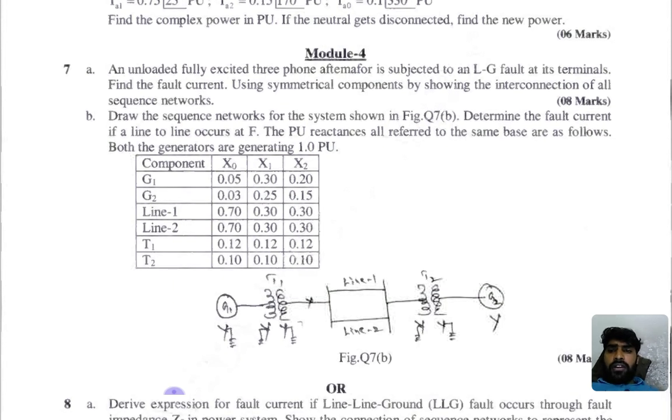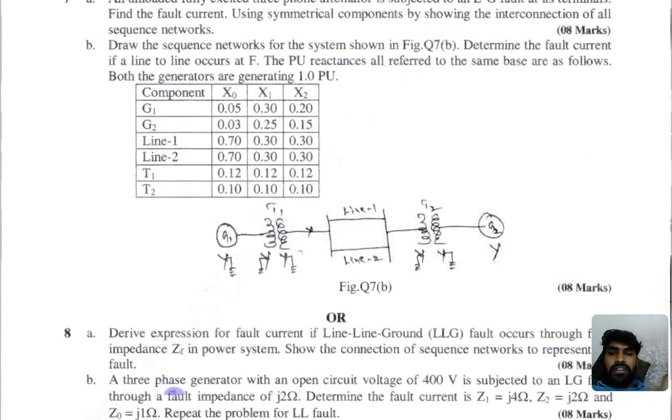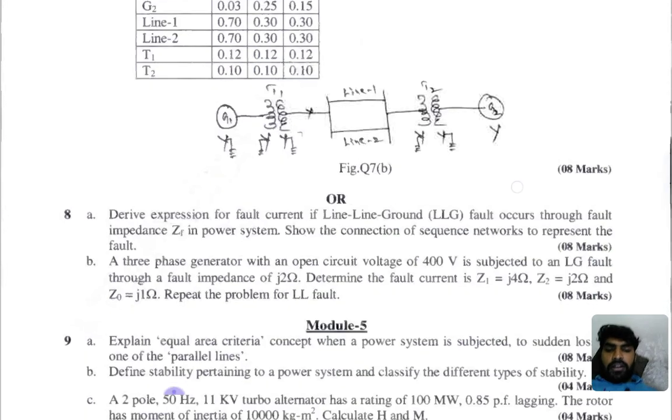Next, module 4: an unloaded fully excited 3-phase alternator, LG fault they have given. Just a line to ground fault, and then draw the reactance diagram for positive sequence, negative sequence and zero sequence. Then you draw the sequence network and find out the fault current. And next there is a problem: draw the sequence network, they have given the generator values and everything. We need to calculate the fault line current at this point, where they have given the fault.